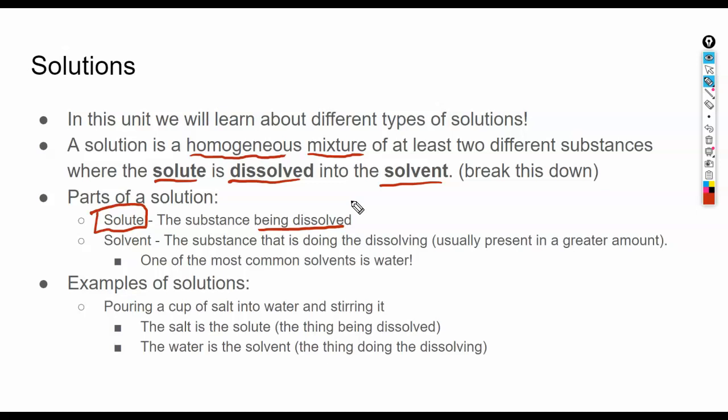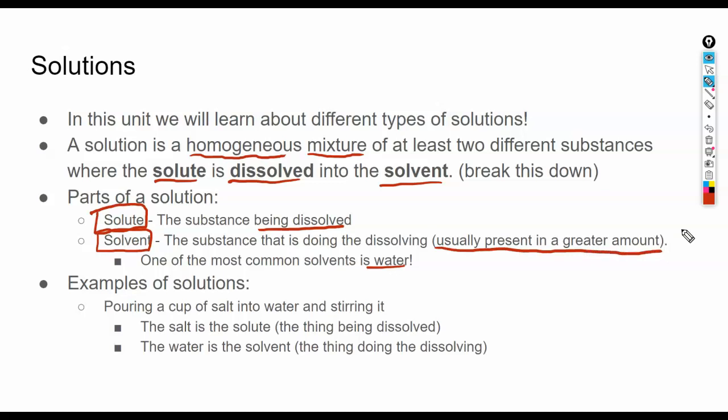The thing that is doing the dissolving is called the solvent. Every single solution has a solute and a solvent: the thing that is being dissolved and the thing that is doing the dissolving. A lot of the time, the solvent is water. Not always, but in most solutions it's water. If it's not water, the way you can tell which one is the solvent is it's usually the one that's present in a greater amount. Whichever one you have more of when you mix them together is usually the solvent.